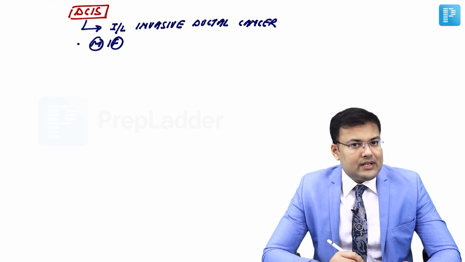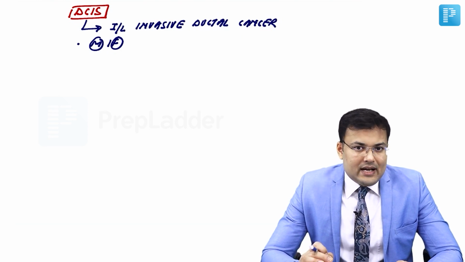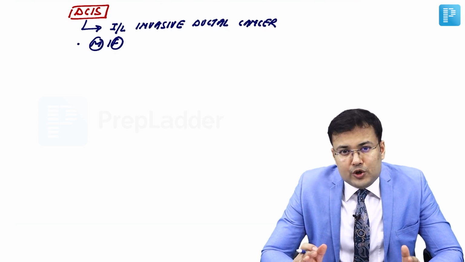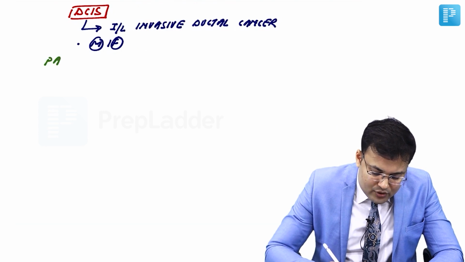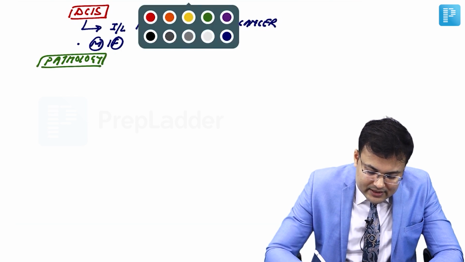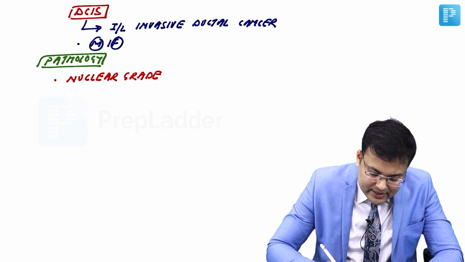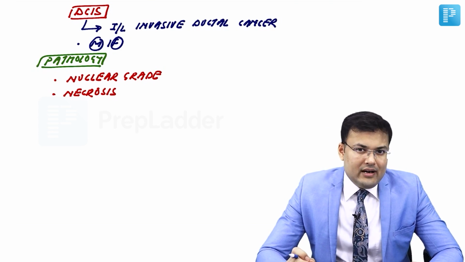There are important points related to pathology which are asked. We are going to classify DCIS, and this classification of DCIS is based on nuclear grade and necrosis. So see the important points related to pathology. The classification of DCIS is based on nuclear grade and necrosis. So we are going to divide DCIS into low grade and high grade.